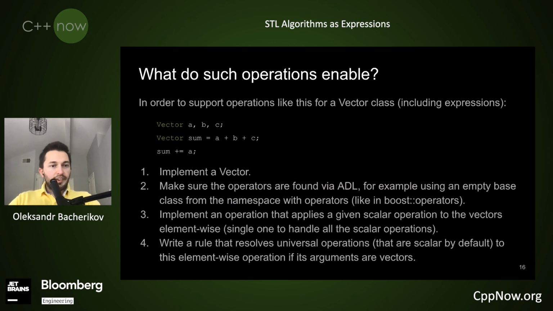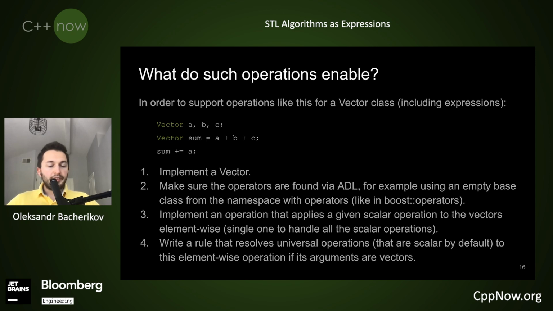Okay, so after we have such operation add implemented, we can return to our first example with vector additions. And in order to support that, all we need to do is, well, first implement our vector. After that, we need to show these universal operators are found via argument-dependent lookup. And we can do this, for example, using an empty base class from the namespace with these operators, like it's done in Boost Operators library.